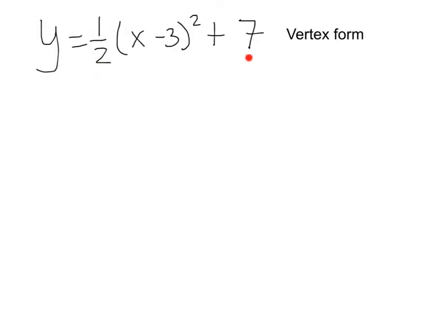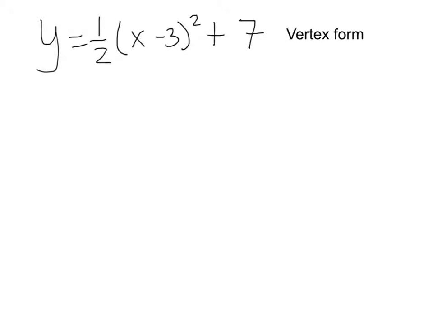This is vertex form. The beauty of vertex form is we can just look at it and tell the vertex. That's why it's called vertex form. Where with standard form, we cannot just look at it and know the vertex. But in vertex form, we can.